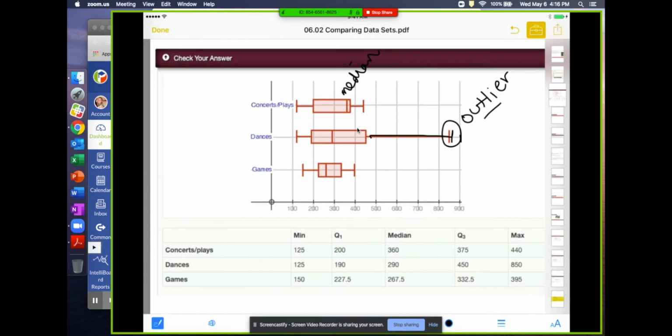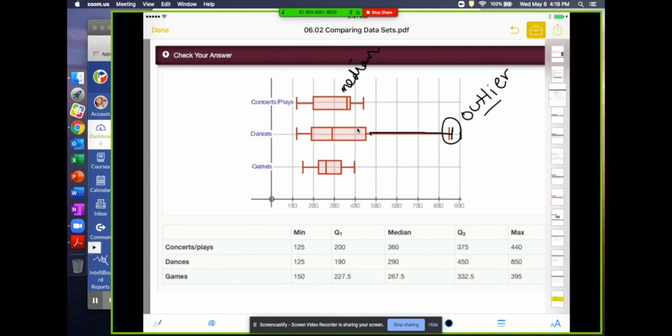And then that middle line, up at the top, that's called the median. So in the middle of your box is always going to be your median. At the left end of your box is going to be your minimum. At the right side of your box is your maximum. And then you have your Q1 and your Q3 as well.